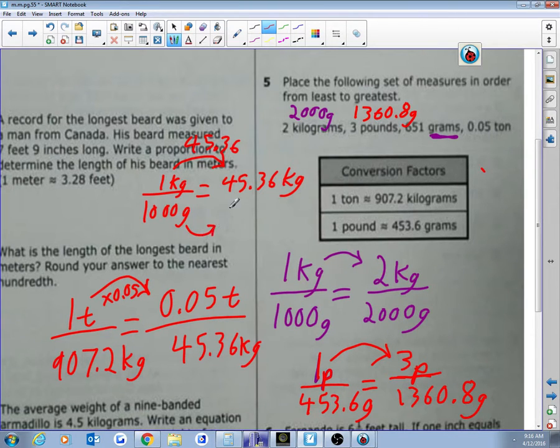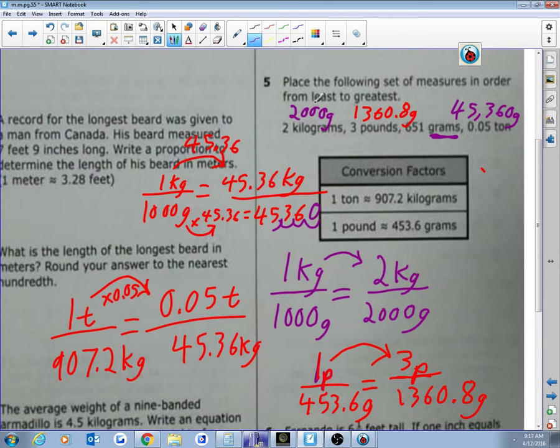So 1,000 times 45.36. Now you probably know this already. When you multiply times 10, you move the decimal once. Times 100, you move the decimal twice. Times 1,000, you move the decimal 3 times. So this 45.36, the decimal is going to move 3 places, and that's how many grams I've got. 45,360 grams. That's 0.05 tons.